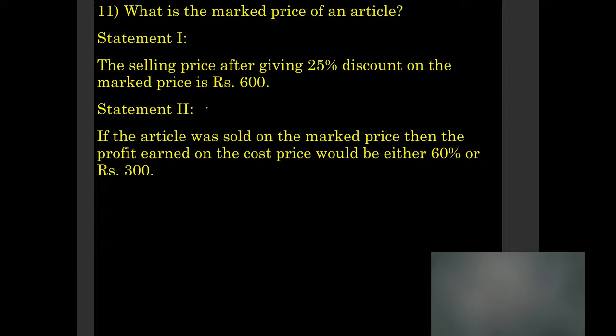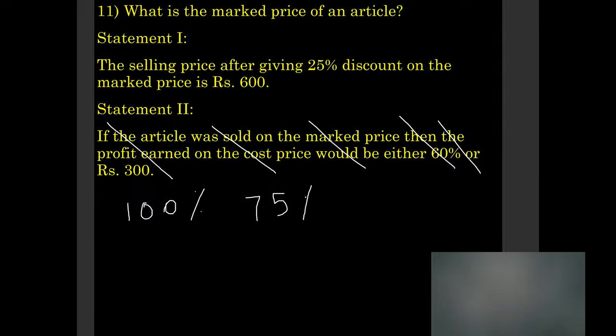Coming to the question, we should find the market price of the article. In order to find it, first let us consider only statement 1 alone. I am eliminating statement 2. Statement 1 says the selling price after giving a 25% discount on the market price is 600. If we consider the market price as 100%, they gave a 25% discount. If we subtract 25 from 100, it becomes 75%. So 75% is the selling price here. 75% value is equal to 600. This is the selling price of the article.